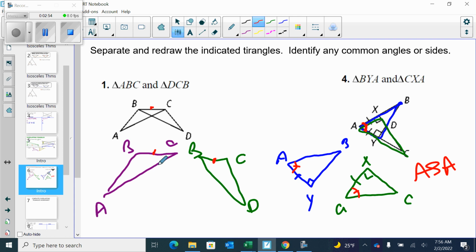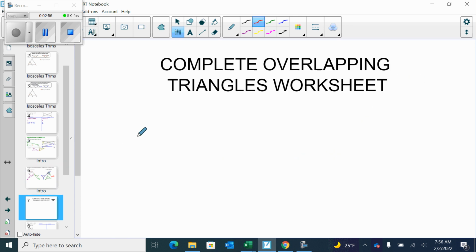I want you to take a second now and complete your overlapping triangles.